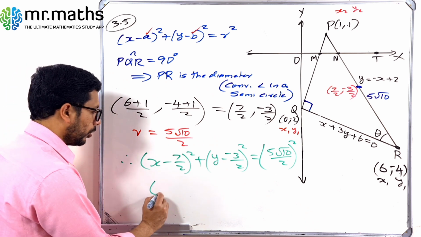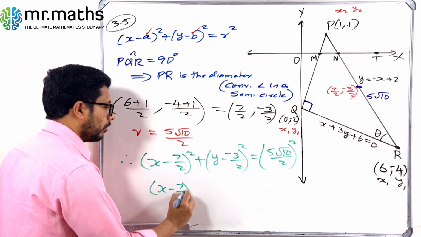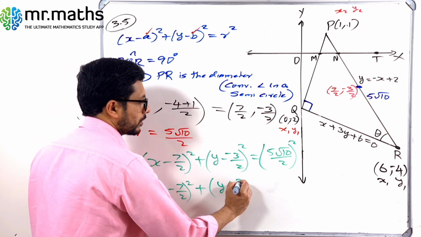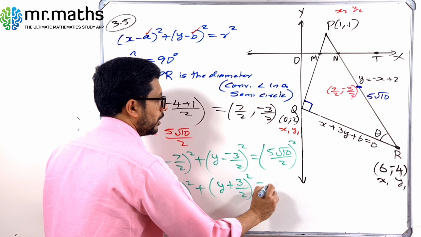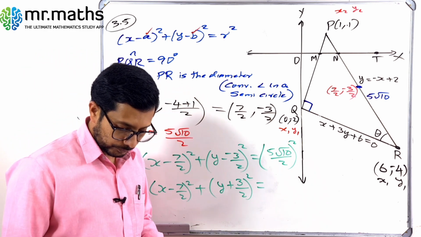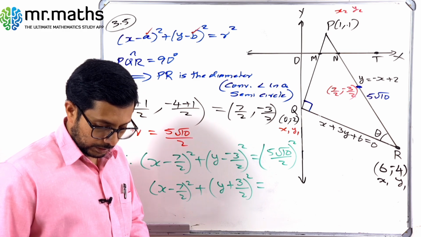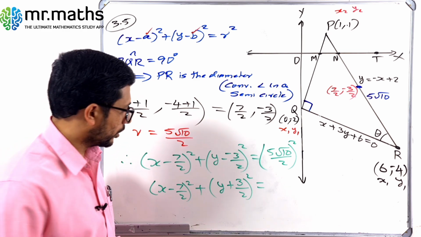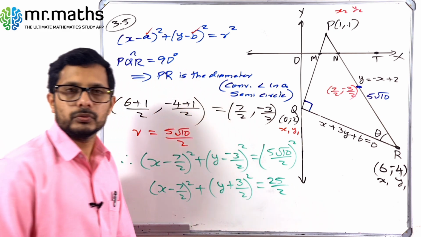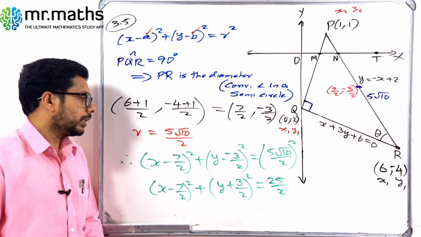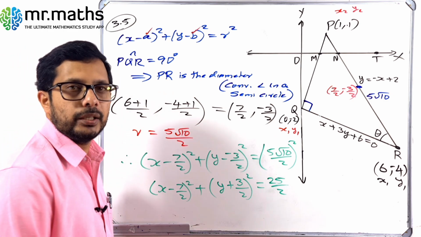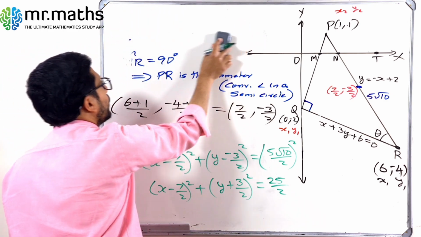So let's write once more: x minus 7 over 2, the whole square, plus, minus is plus, so y plus 3 over 2, the whole square, is equal to, take your calculator and find the answer. You will get 25 over 2. You can check in your calculator. So this is the equation of the circle passing through the points P, Q and R. That is question number 3.5.